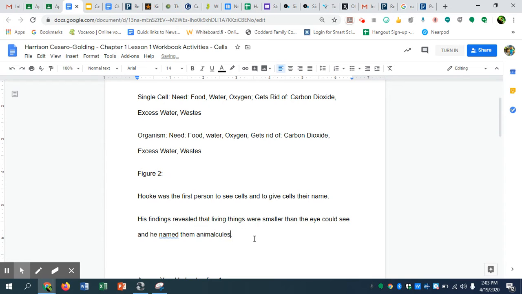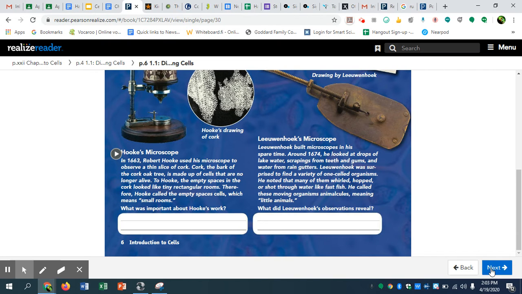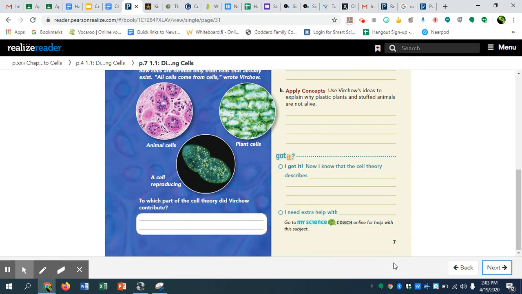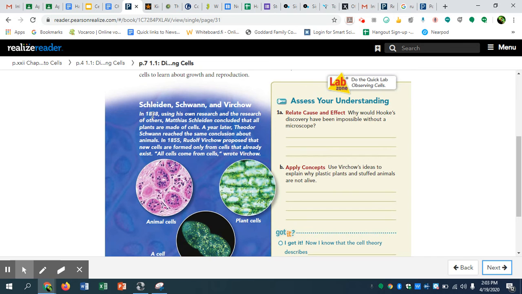Okay, so now there's one more question to this figure 2. Let's go back. It's actually on the next page. Okay, we are now on page 7. And it says, now there's 3 more people that contributed to the cell theory. I love saying all these names: Schleiden, Schwann, and Virchow. Okay, in 1838, now we're like 150 years later, okay?